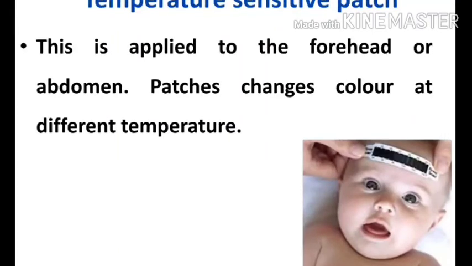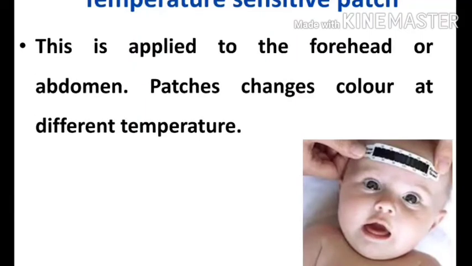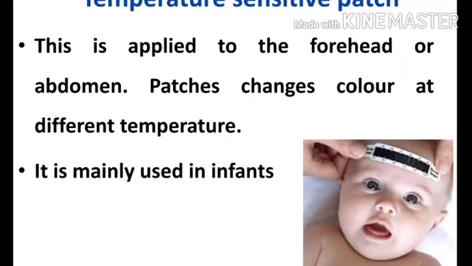Next is temperature sensitive patch. These are another form of disposable chemical thermometers. It is applied to the forehead or abdomen and the patch changes the color at different temperatures. And it is used for infants.